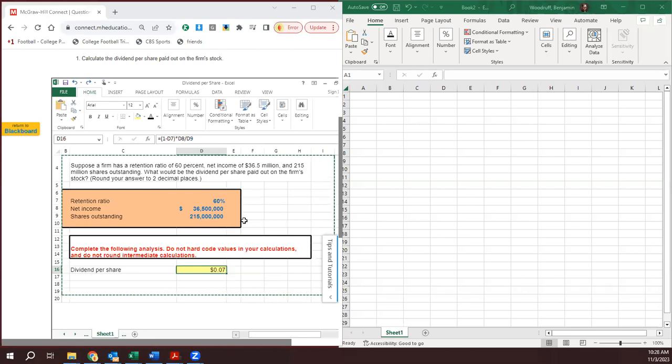If I want to calculate what the dividend per share is, if I'm retaining 60%, then I must be paying out 40. So I would say 1 minus the 60% according to that cell. And then I would multiply that by the net income. And that would tell me what's the total amount being paid in dividends. Then when I divide that by the number of shares outstanding, that gives me the dividend per share.